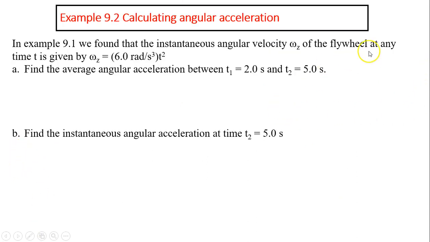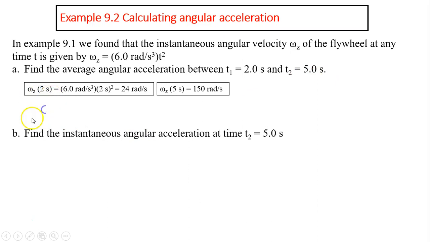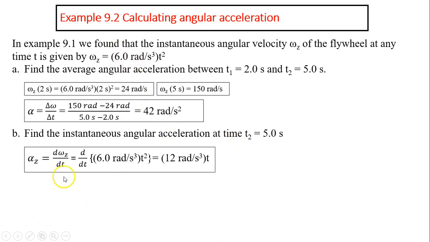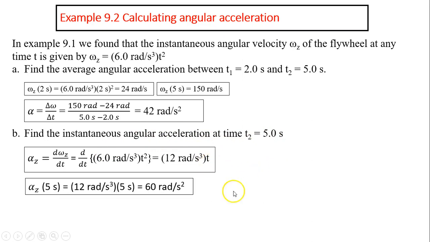Let's take a look at this example. You are given omega equals 6t squared. That's what we derived from the last example. What is the average angular acceleration between t1 equals 2 and t2 equals 5? To find that, we have to find omega at 2 seconds and omega at 5 seconds. Then we simply substitute into the equation, and you have 42 radians per second squared. To find the instantaneous angular acceleration, we have to take the derivative. The derivative equals 12t. To find the instantaneous acceleration at t equals 5, we substitute t equals 5 here. You have 60 radian per second squared.